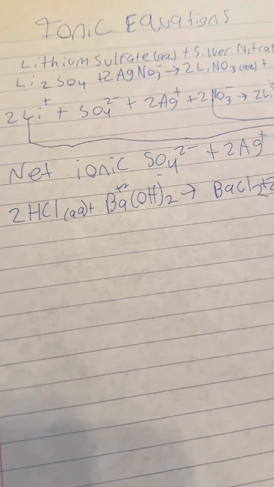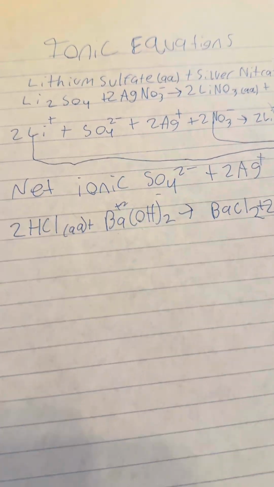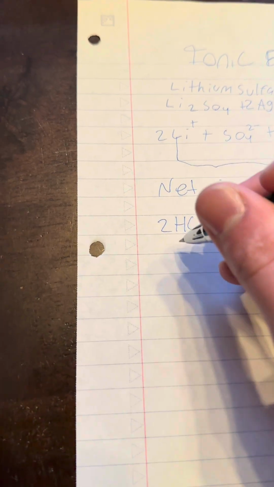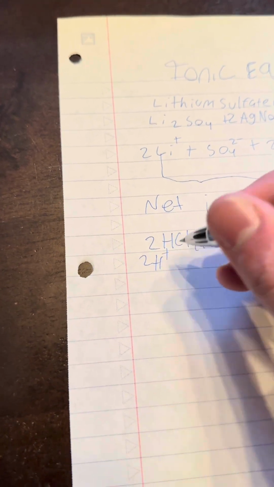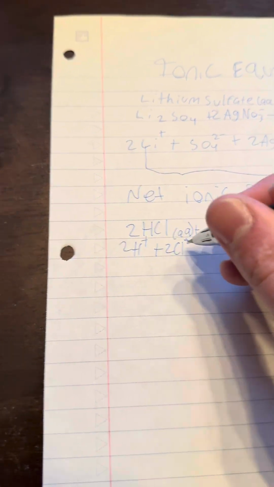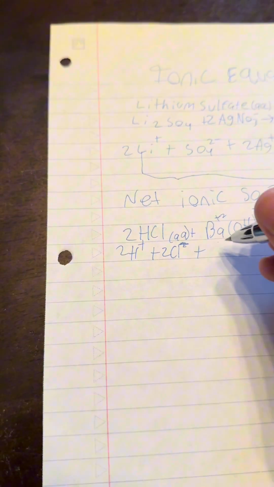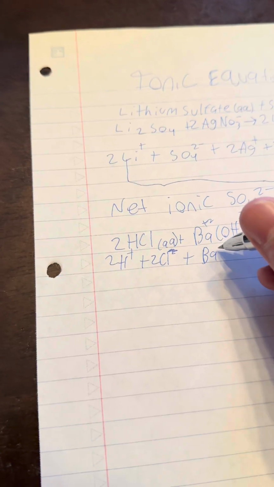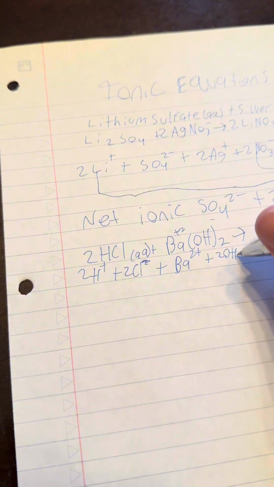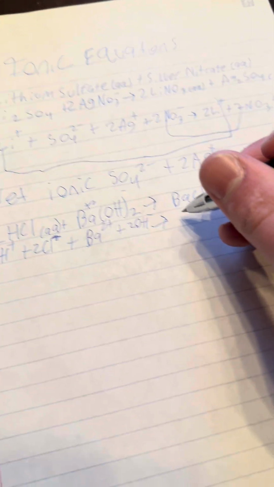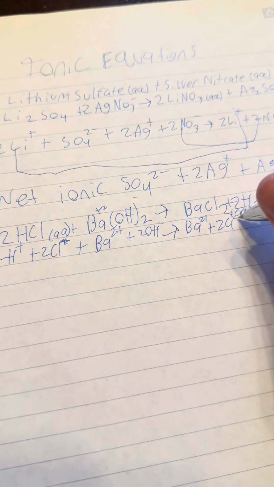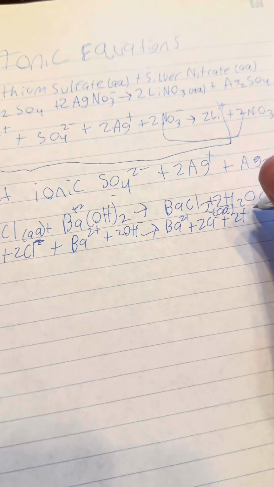Now, we've learned that this water is a liquid, so it's not going to break apart. Barium chloride's aqueous. Now we're going to break these apart. 2H plus, 2Cl minus, plus Ba 2 plus, 2OH minus yields Ba 2 plus, 2Cl minus plus 2H2O.